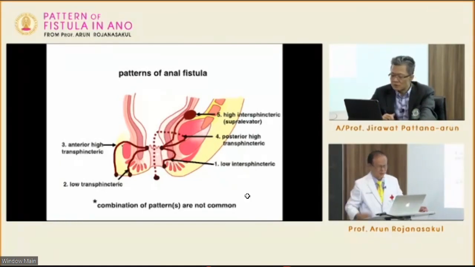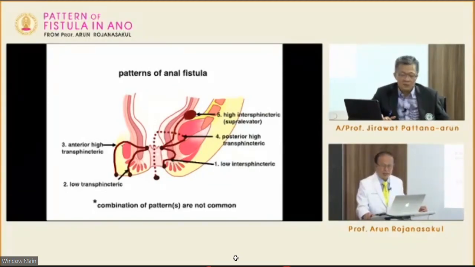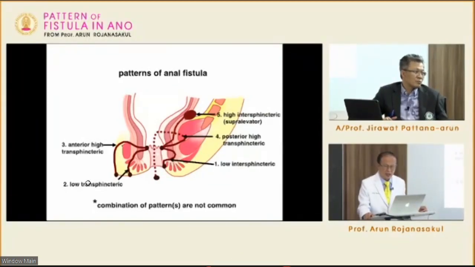Next is my question. From your summarization, for the P3 anterior high transsphincteric fistula, why do you not recommend doing the fistulotomy for treatment in P3? In P3 you can do fistulotomy. In fact, you can do it. But the fistulotomy in anterior high transsphincteric would mean that you have to cut the subcutaneous and superficial external sphincter.